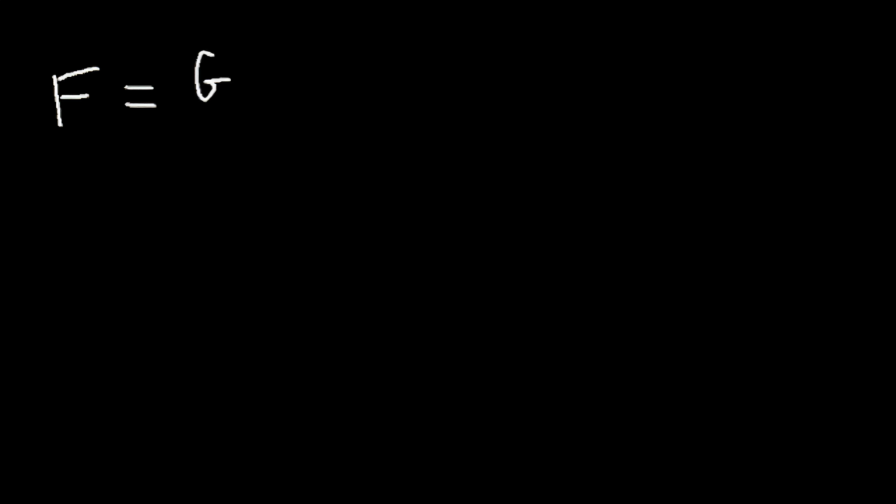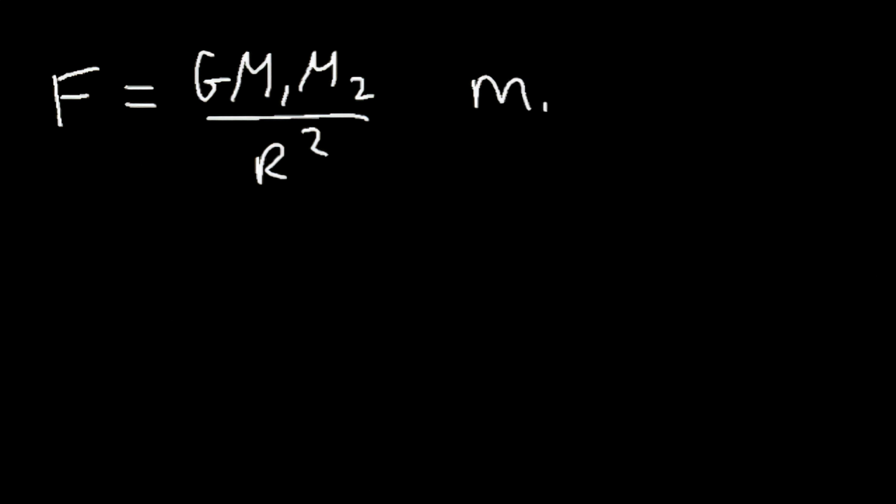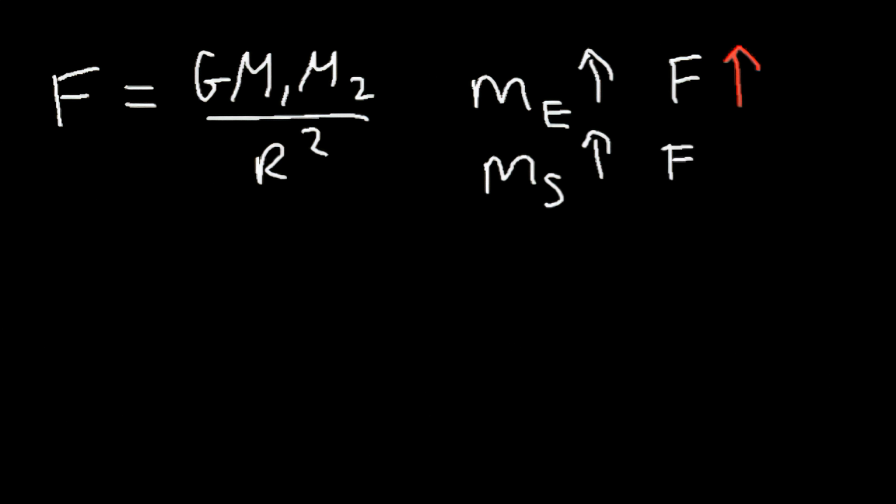Now let's say if the mass of the earth was doubled. What effect will that have on the gravitational force between the earth and the sun? If you double the mass of the earth, the gravitational force will increase. If you triple the mass of the sun, the gravitational force will triple as well.